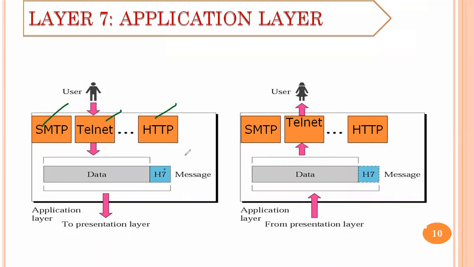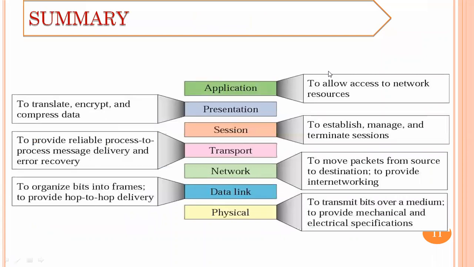And header 7 is being implemented for the data, which will be transferred from the application layer to the presentation layer. Okay, so this is just the summary of the application layer. So let's just discuss it one by one, otherwise we have covered all the points in it. So the application layer will allow access to the network resources and directly interact with the user.